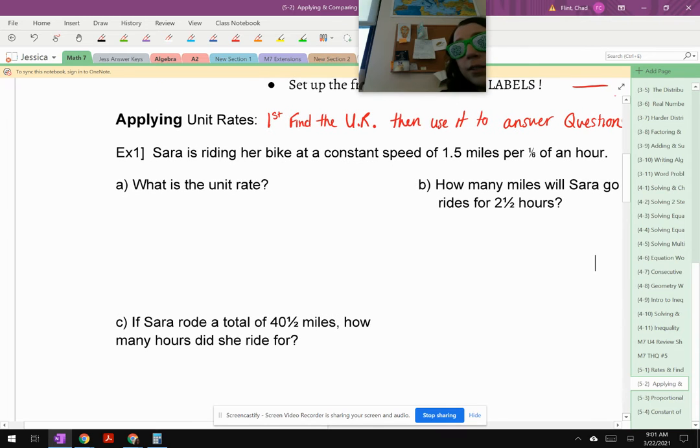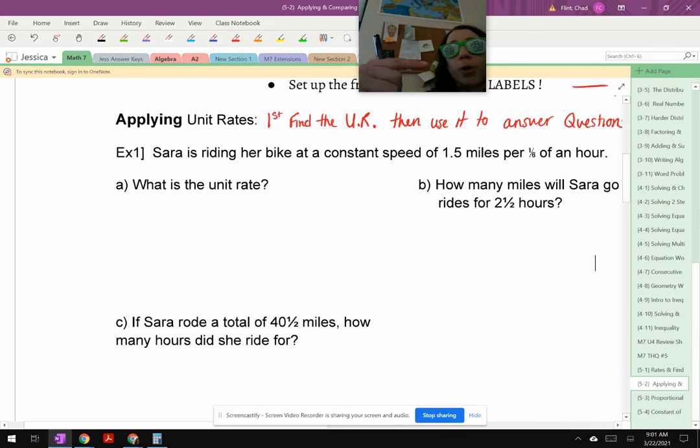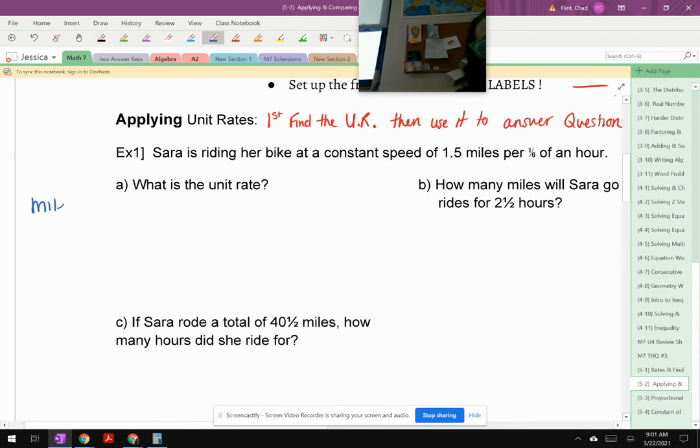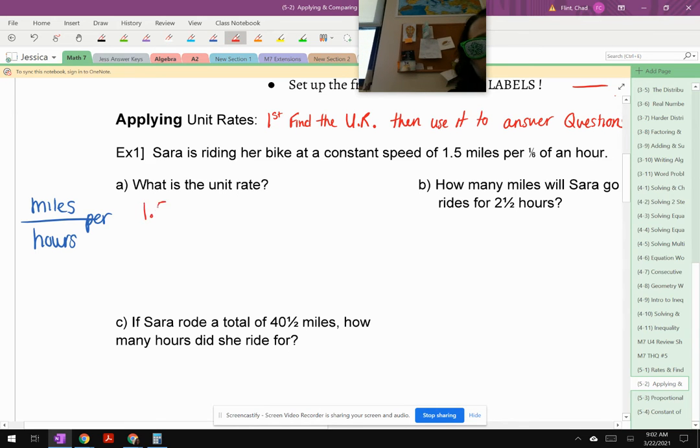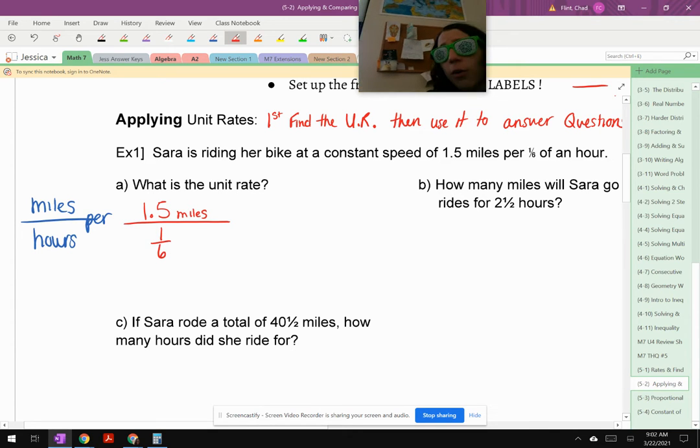So I've got miles and hours. Do I want miles per hour or hours per mile? Miles per hour definitely is the more commonly heard of one. So we want miles over our hours for miles per hour. So we're going to take that 1.5 for the miles. That's going to go on the top. And the 1/6 for the hour is going to go on the bottom.